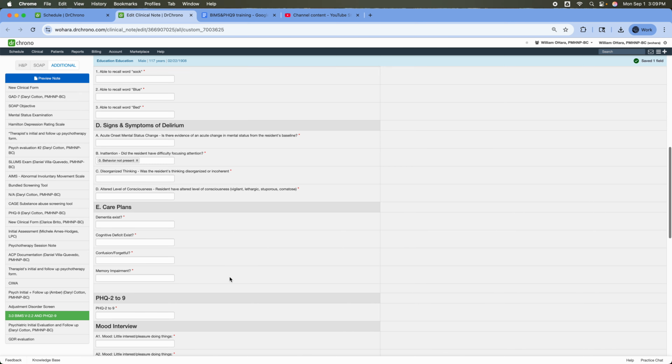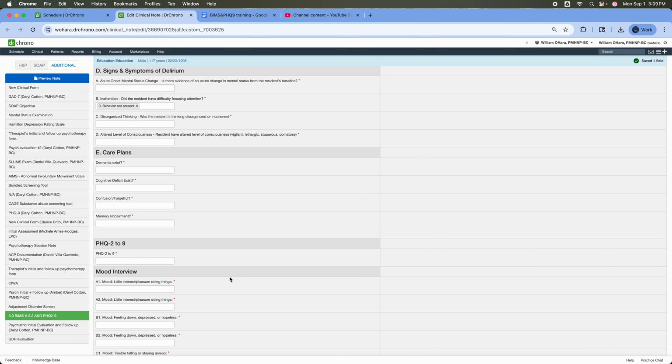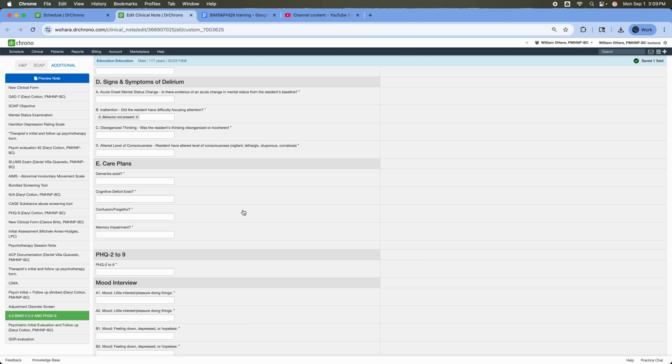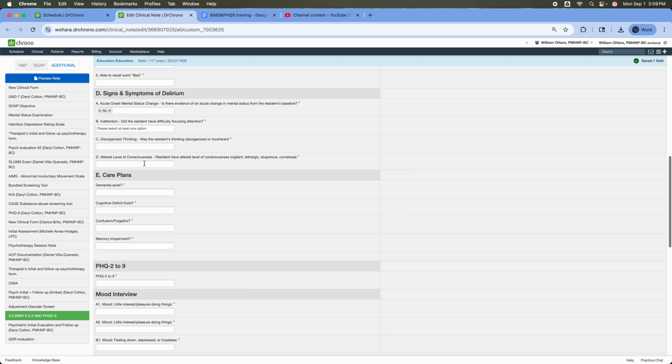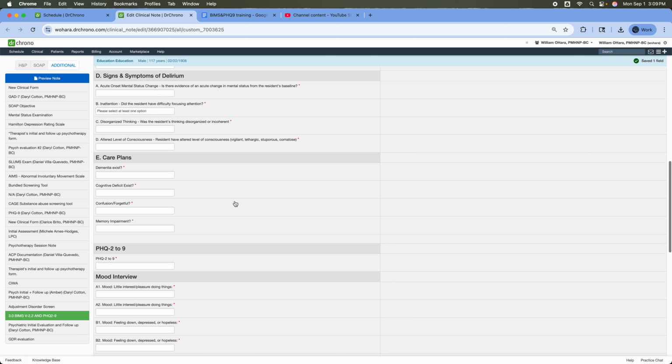What's a little bit different from what you probably would see online is the signs and symptoms of delirium. This is required by the facility when we do a BIMS and PHQ9. Again, what's important here is to chart to the best of your ability. If there are acute mental status changes, it's a pretty simple one here. No. Inattention, disorganized thinking, altered level of consciousness. This one's pretty straightforward. Just answer it as you see fit.